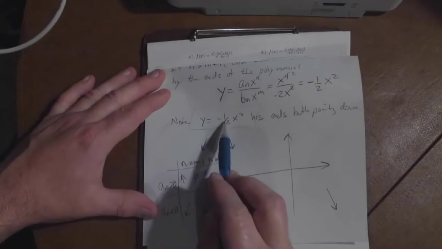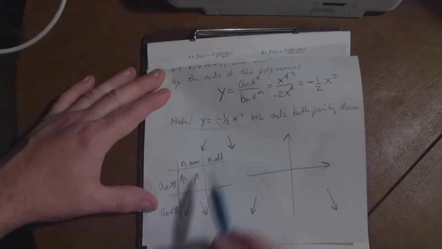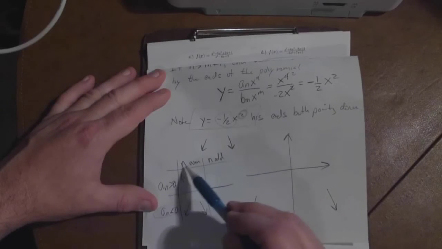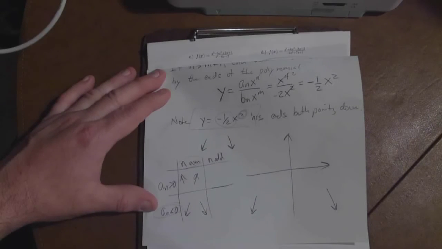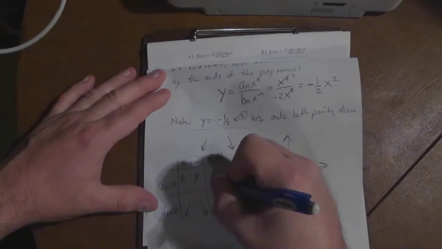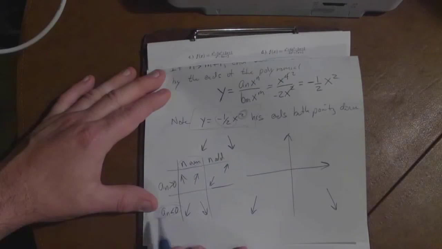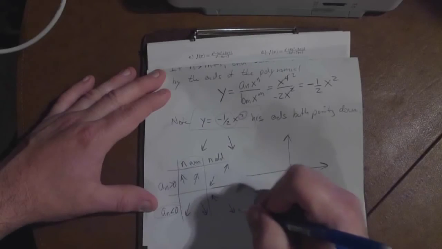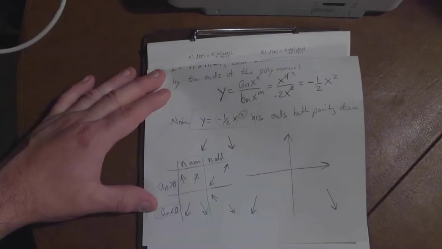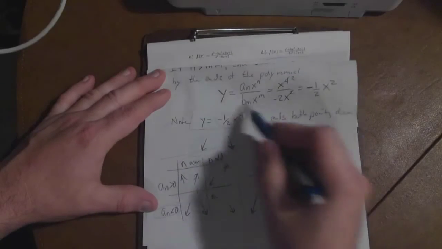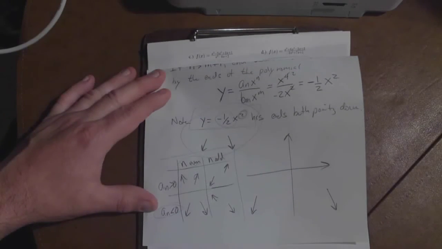And that is the case we see here. Our a sub n is negative 1/2, that is less than 0. And our value of the power here, which we think of as being n, is even. Remember, if a sub n was greater than 0 and n was odd, the left end would point down and the right end would point up. Whereas if a sub n was less than 0 and n was odd, the left end would point up and the right end would point down. So this is what I'm referring back to, to come up with this description here.